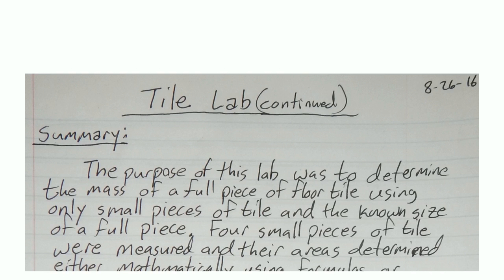So I start with the purpose of this lab was to determine the mass of a full piece of floor tile using only small pieces of tile and the known size of a full piece. Then I go on and explain what I had, the 4 small pieces, and what I did with them. Of course, I went through and I measured their area, I measured their mass, I recorded it, I graphed it, and got the slope, and then calculated the final answer from the slope and the total area. You should have all of this in your summary.